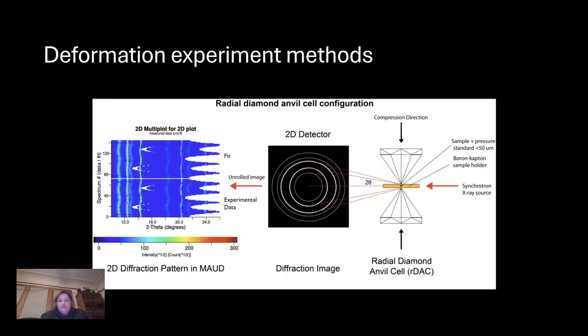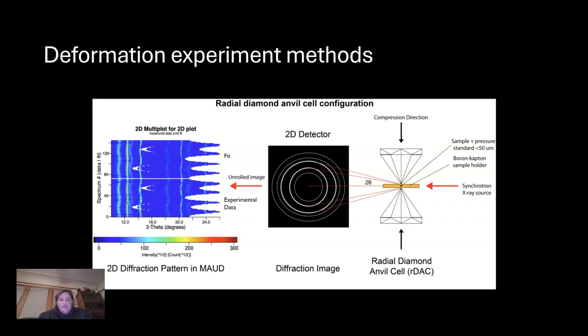I'm going to do a brief overview of a deformation experiment method. So here I've shown a radial diamond anvil cell. This is not the only deformation device that exists. This could be a shock experiment or a multi-anvil experiment or a gas gun experiment. But whatever it is, we're going to have some synchrotron X-ray source that is going to show us in situ what is happening during compression, give us some diffraction images, and we'll fit them in MAUD, the Rietveld refinement software, and this will give us a lot of data that we have to work with.